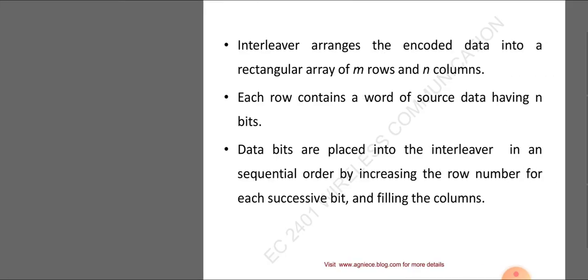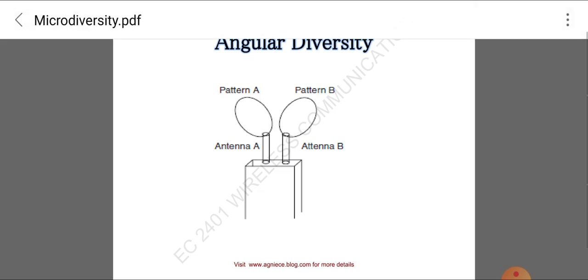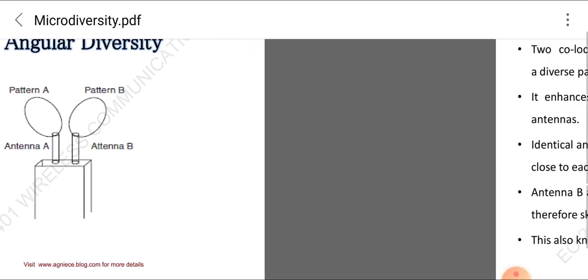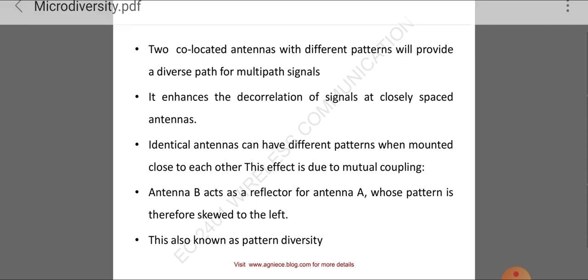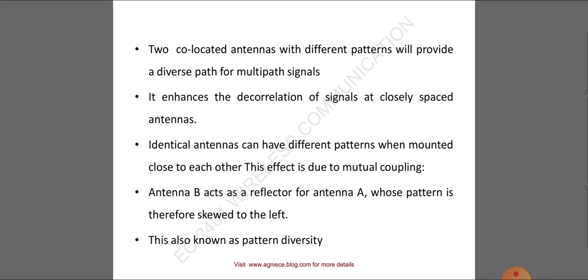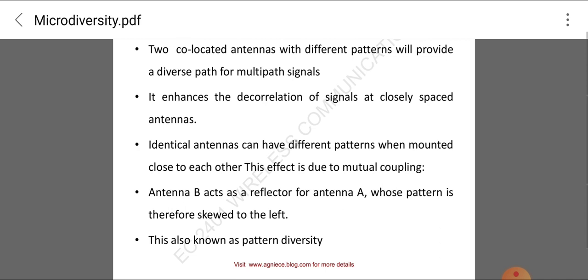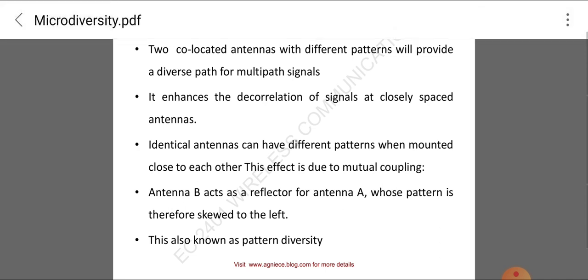Then the next microdiversity technique is angular diversity. This diversity allows the identical antennas to be located in the same location but with different patterns. These two co-located antennas with different patterns provide a diverse path for multipath signals. It enhances the decorrelation of signals at closely spaced antennas. Identical antennas can have different patterns when they are mounted close to each other. This effect is due to mutual coupling.